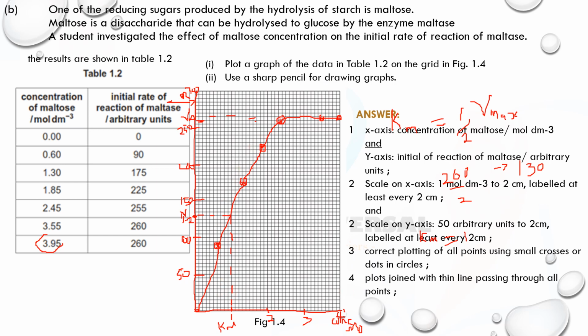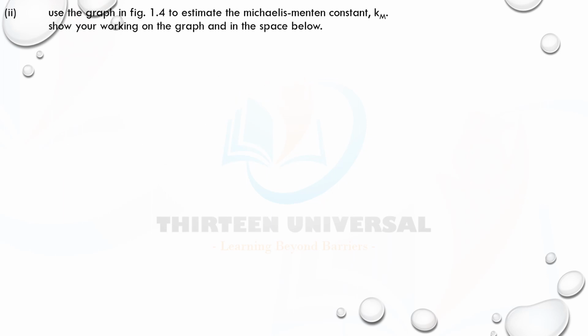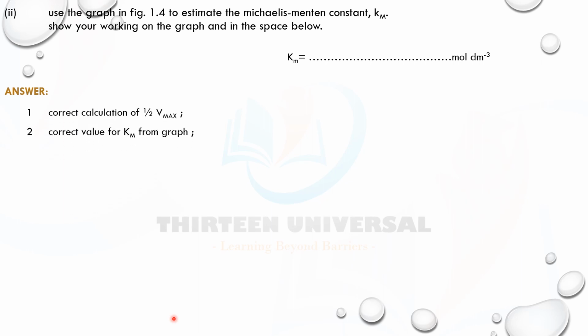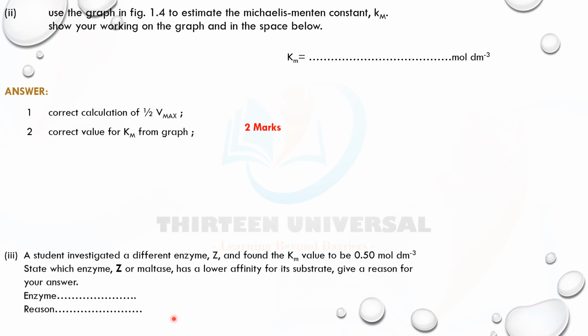Can you see? We've done a fantastic job because you are asked to do this in the exam. Now 4 marks, guys. Use the graph to estimate the Michaelis-Menten Km. We have done that. Show your working. We have done that. That's 1 more. Our Km value, we've shown it, which is 1. Vmax, you see how we did it? Calculation of Vmax, 260 divided by 2, that's 130. We checked it. Km was 1. So 2 marks for that.